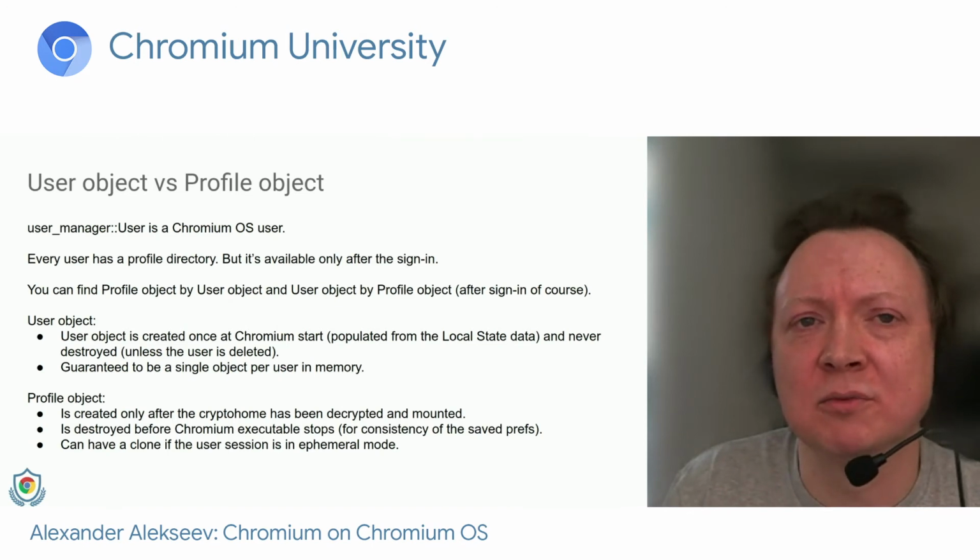You can find profile objects by user object and user object by profile object. Of course, getProfileByUser can return a null pointer if no profile was created yet, or the profile was already destroyed. The fact that the user object is never destroyed is important, because it helps to run UI if the profile was already destroyed, but Chromium hasn't finished yet.